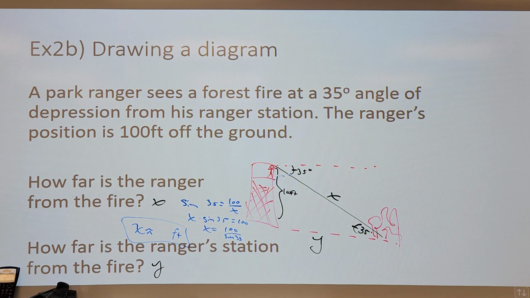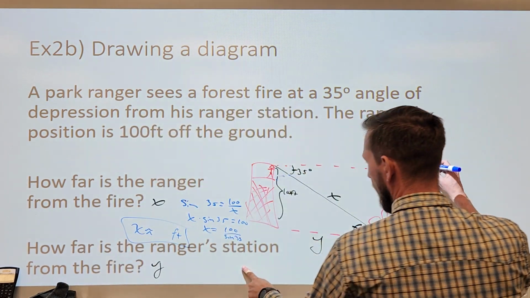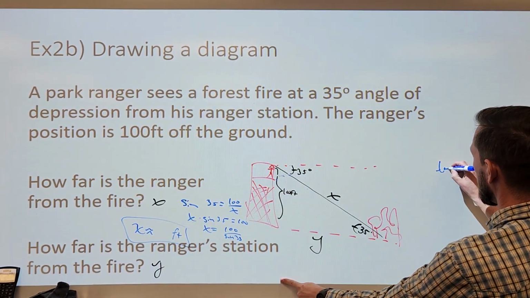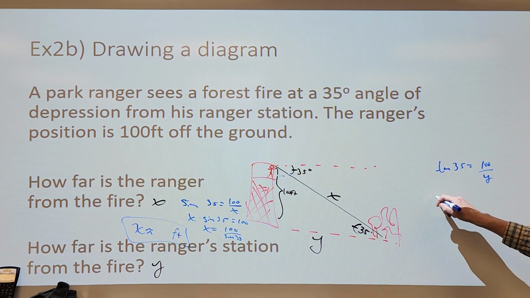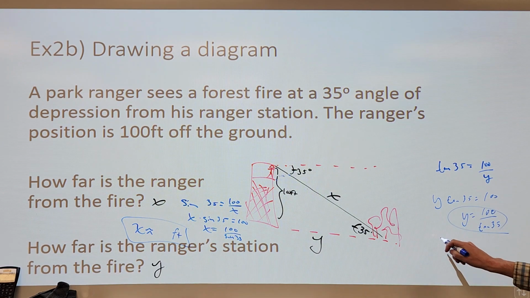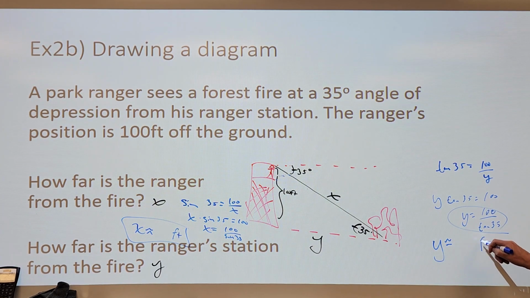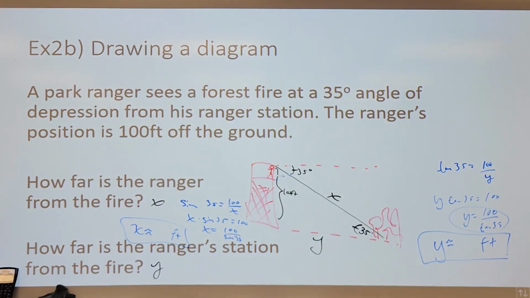How far is the ranger station? So how far is y here? Well, for this one, for y, we're going to use tangent. The tangent of 35 is equal to opposite over adjacent. When we cross multiply to solve, y times the tangent of 35 is equal to 100. We're going to divide by the tangent of 35 to find out what y equals. All right? To approximate that in feet, we're going to type that in our calculators. So use your calculator to do that work, please.